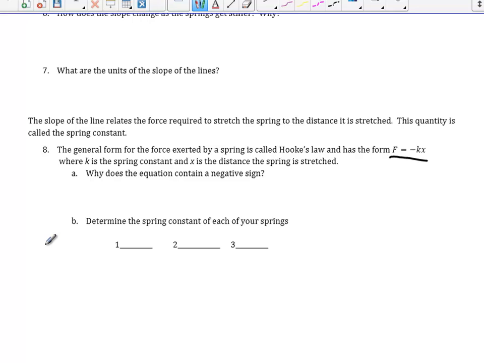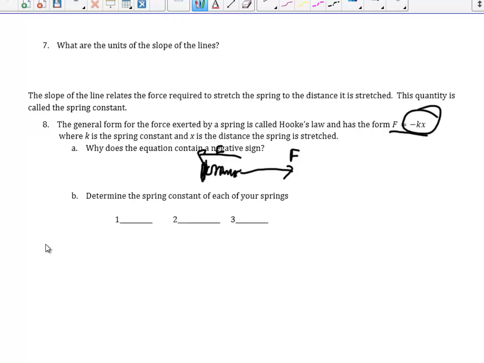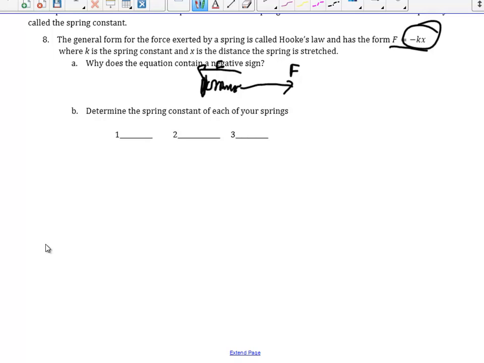Why does the equation contain a negative sign? Well, let's think about it. When you have a spring, and it's fixed over here, you pull this way, so your force is that way. The spring pulls back to the left this way, so the force the spring exerts is actually opposite the force you exerted, so it's negative kx. So the force done to stretch a spring is negative kx.